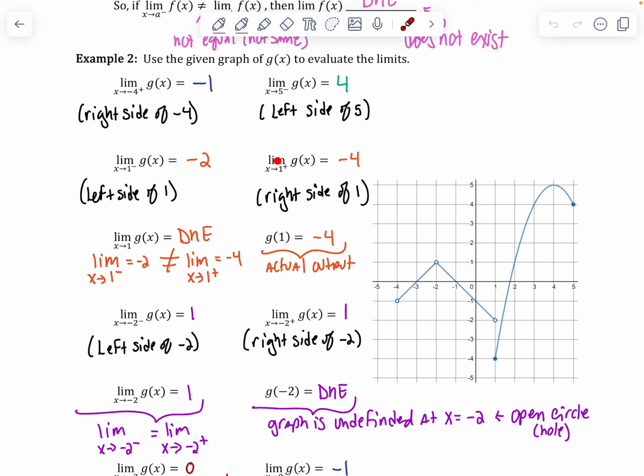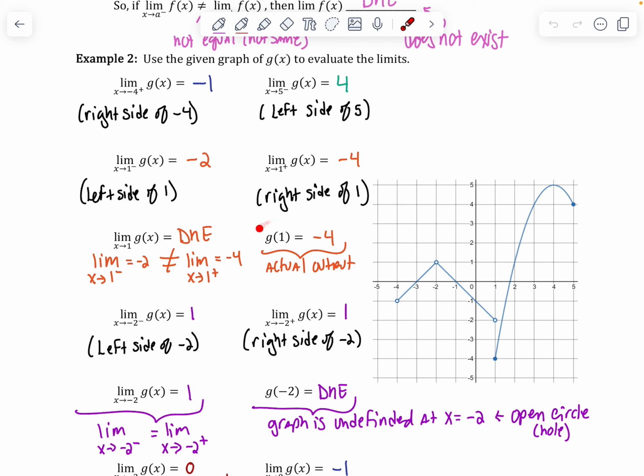When I'm headed to 1 from the right side of it, so it's weird, you're kind of headed to the left, but you're on the right side of the graph, I look like I'm across from a y value of -4. So next I'm just asked to find the limit as x approaches 1, neither from the left or the right, but we already found from the left is -2, from the right is -4, and since they are not equal, we state that the limit at +1 does not exist.